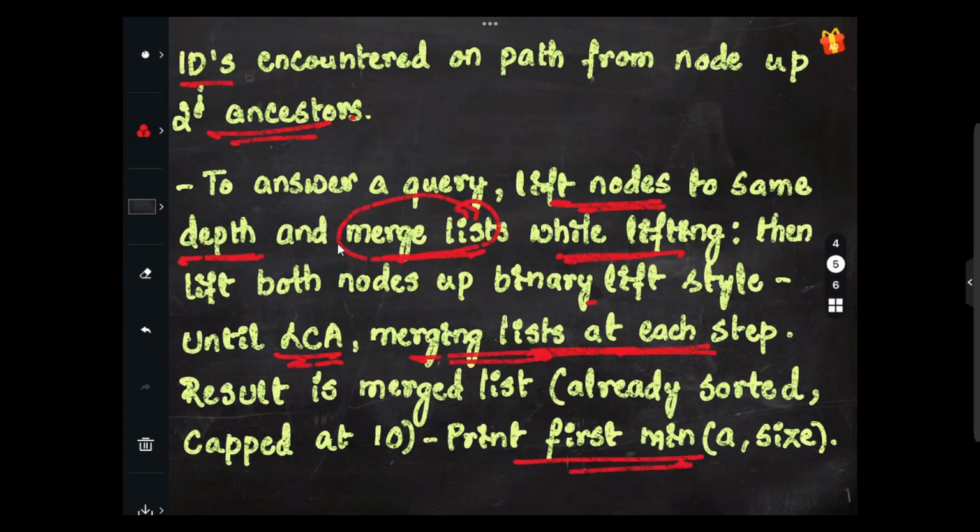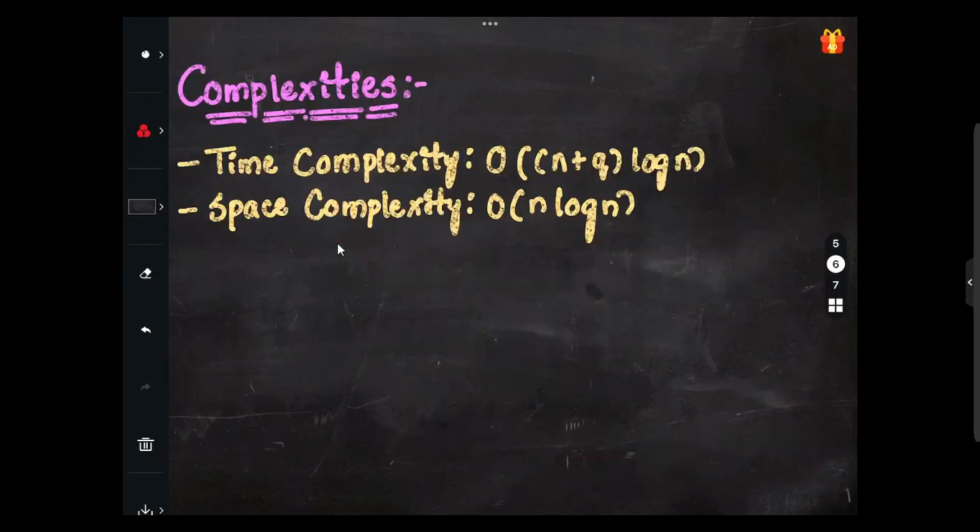Print the first minimum of a comma size. So this is what we considered while calculating the query: min of a comma size. So that's basically the algorithm summary I just wanted to show you. You don't have to know everything, just have the idea of whatever we discussed.